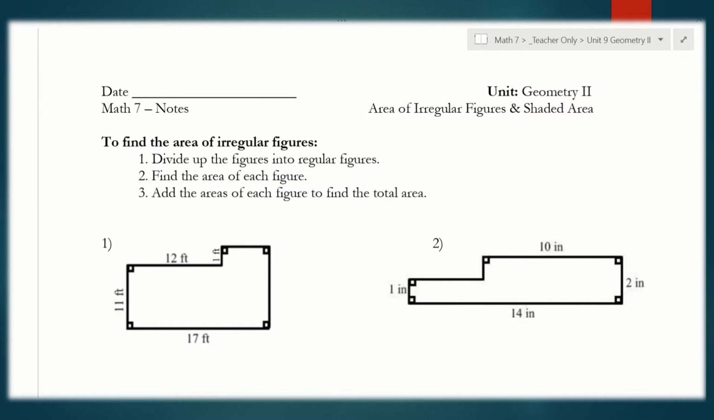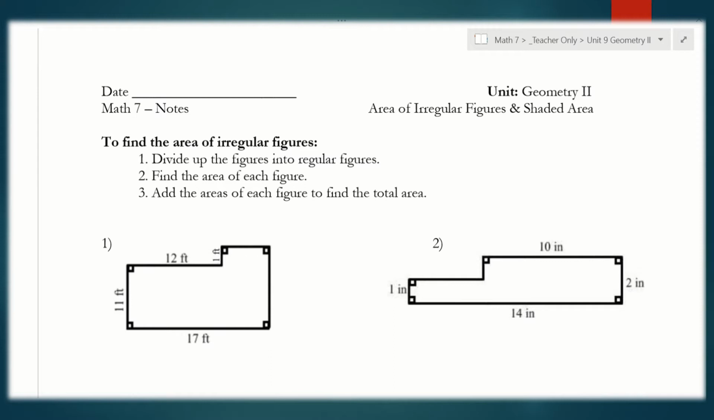So in the last lesson we talked about rectangles, squares, triangles, trapezoids, and how we found the area of those given a formula. Well, the shapes that we look at today are not any of those shapes. And so what we have to do is divide them up and make them into shapes we know how to find the area of.